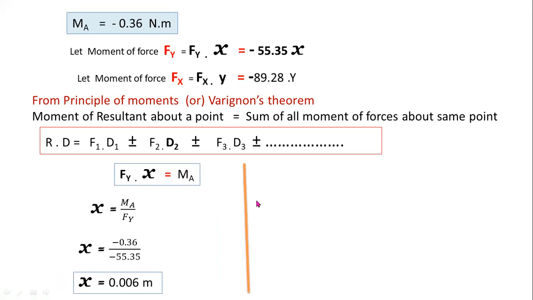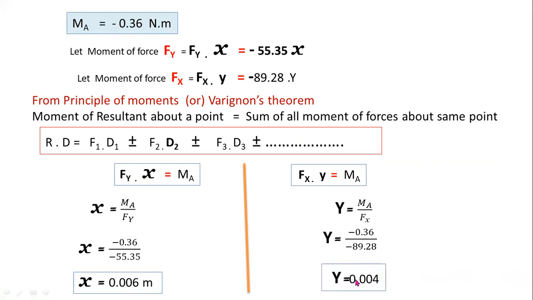In a similar way, the vertical distance between the resultant and point A is Y. Y is the vertical distance between point A and the resultant. This is the formula for Y. MA equals 0.36 and Fx equals minus 89.28. So the vertical distance equals 0.004 meters. This is the answer for this problem.